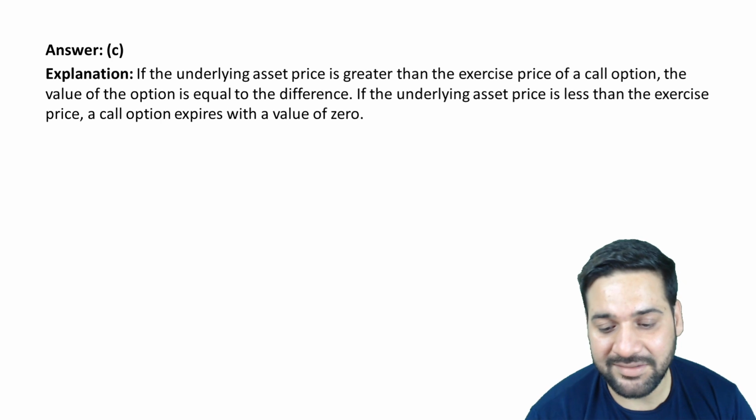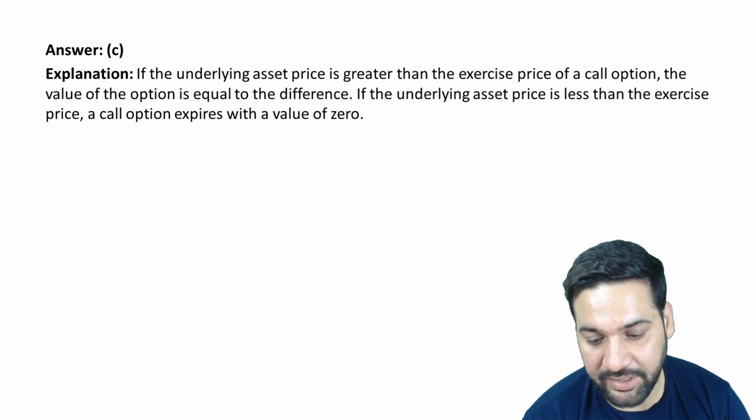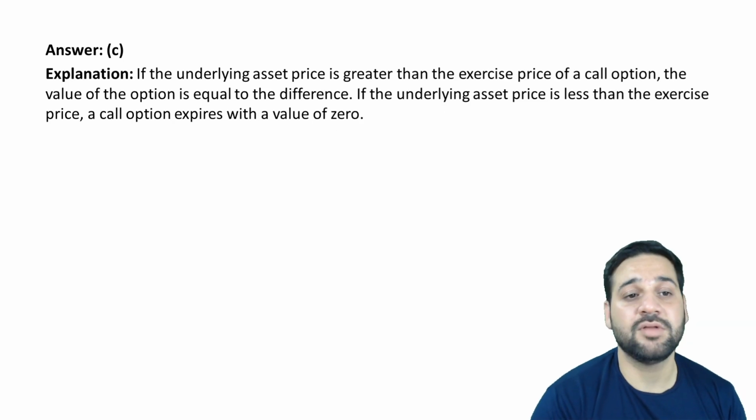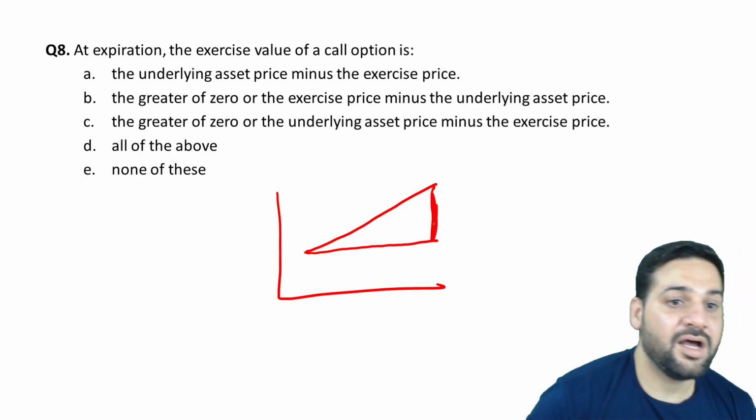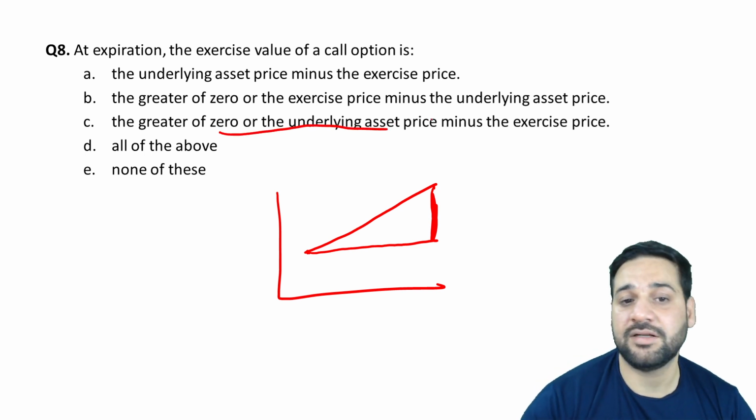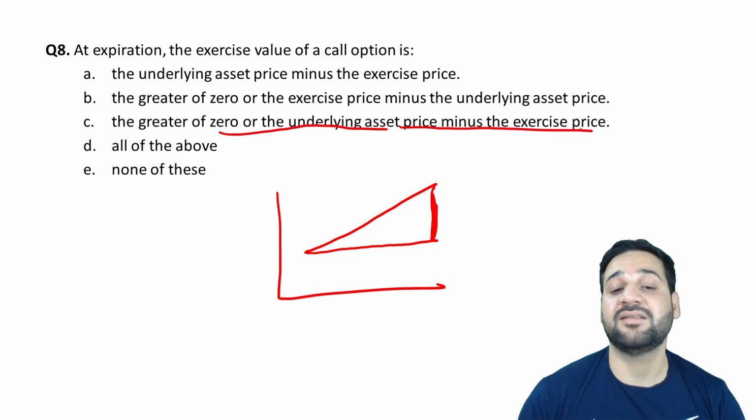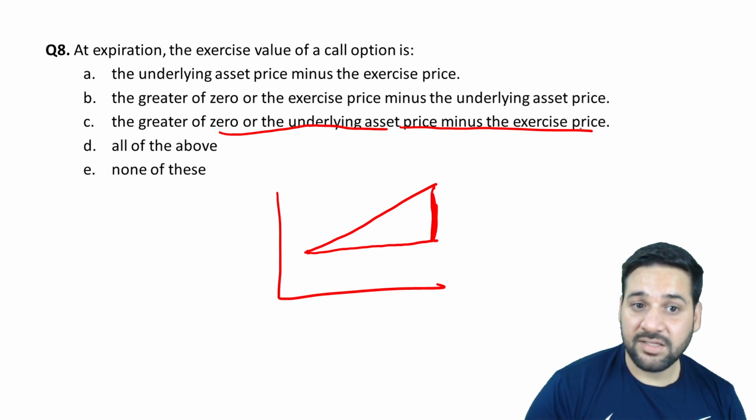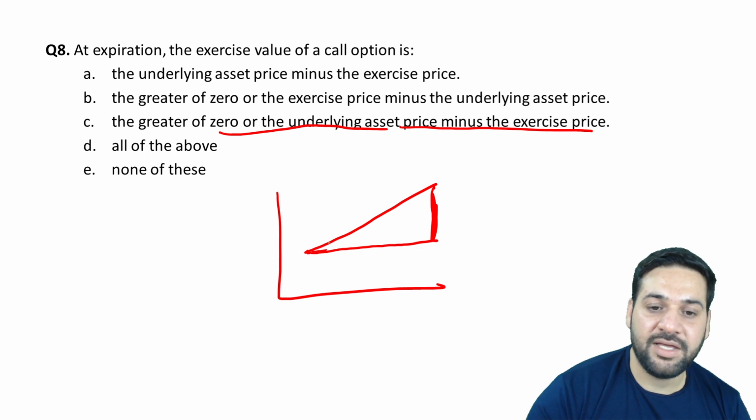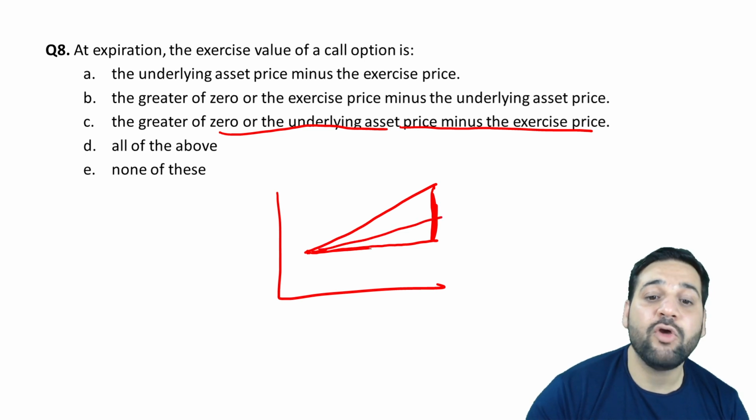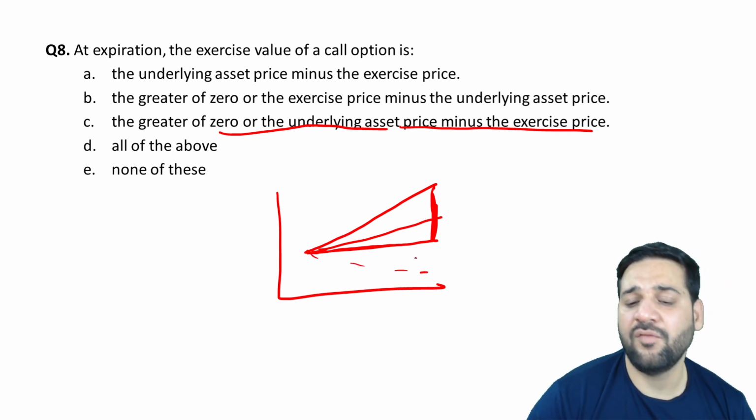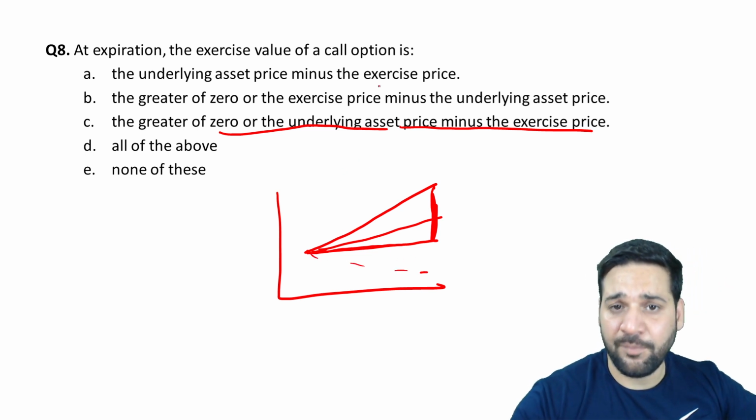So the correct answer is C. I have already explained it to you. The correct answer is C. The payoff is the greater of 0 or the underlying asset price minus the exercise price. See, this value can be here, this value can be here, or this value can be the same. Otherwise, if it is here, obviously the value of the option would be 0.